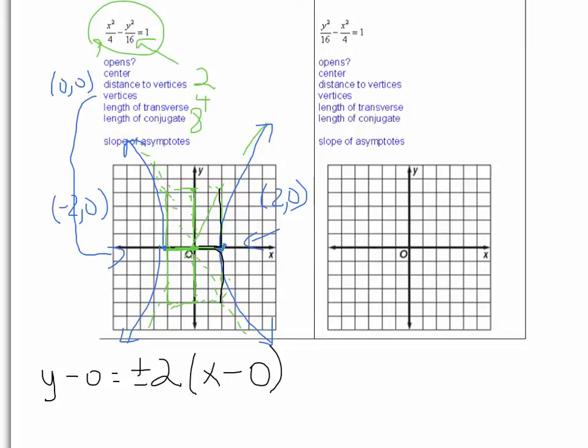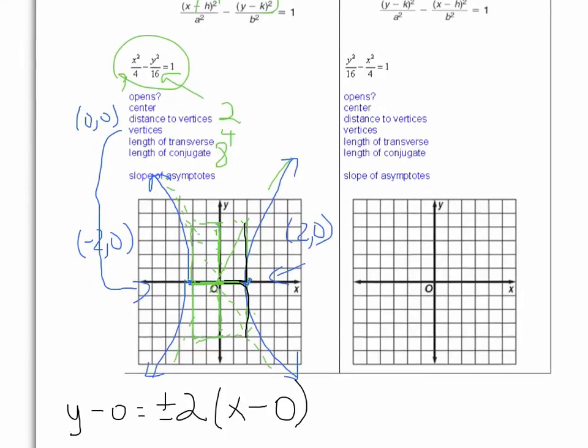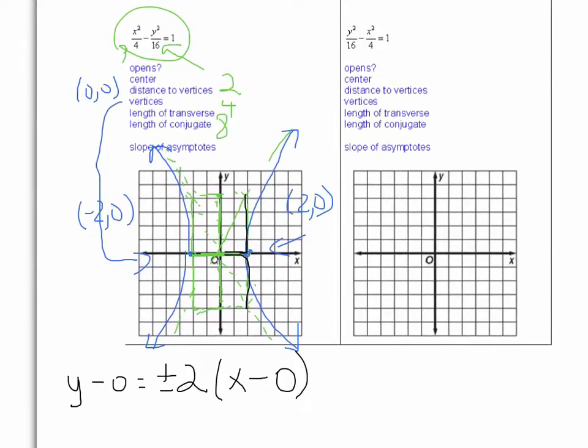So try to graph this one now, the second one here. See if you can graph that. This one, let me move it back. And then come back and check.